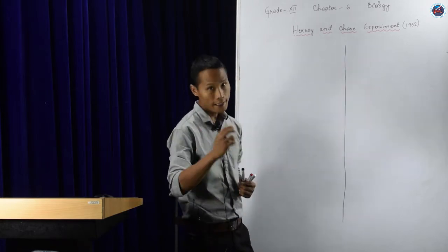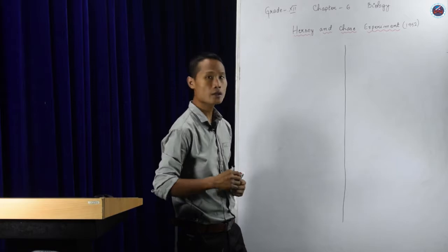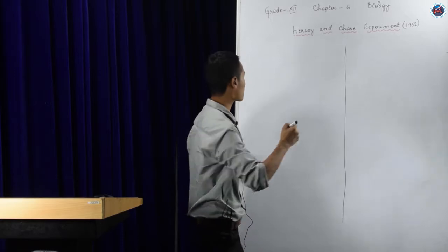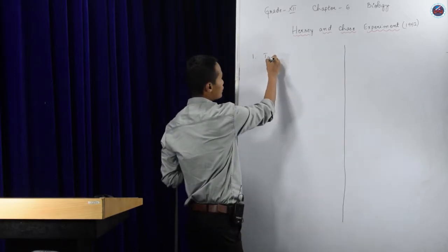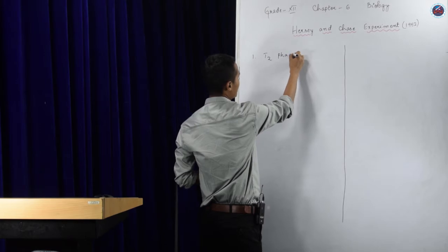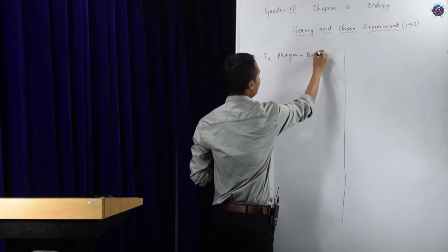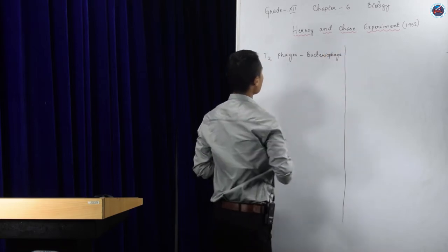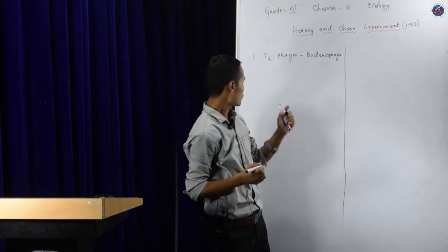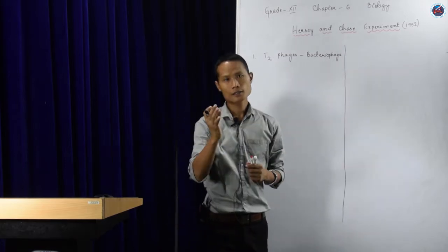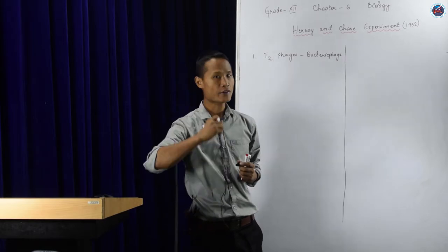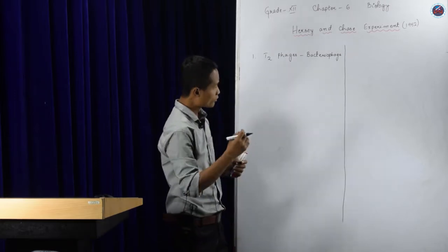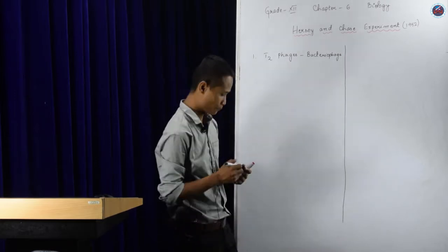What they did was they used T2 phage, which is also known as bacteriophage. What is T2 phage or bacteriophage? These are viruses that infect bacteria, and they can infect even plants and animals. Let's try to see the structure of this bacteriophage.